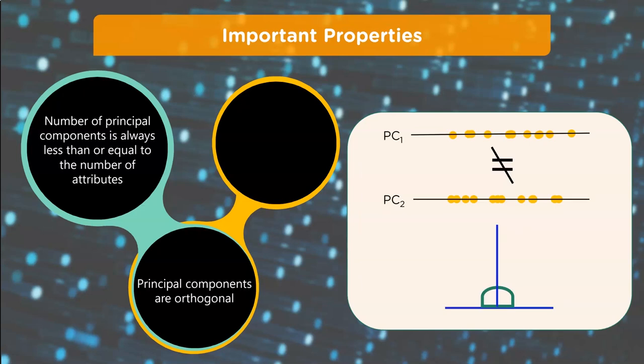Principal components are orthogonal. And this is what we're talking about, that right angle from the line. When we do PC1, we're looking at how those points fall onto that line. Same thing with PC2. And we want to make sure that PC1 does not equal PC2. We don't want to have the same two principal components when we do two components.